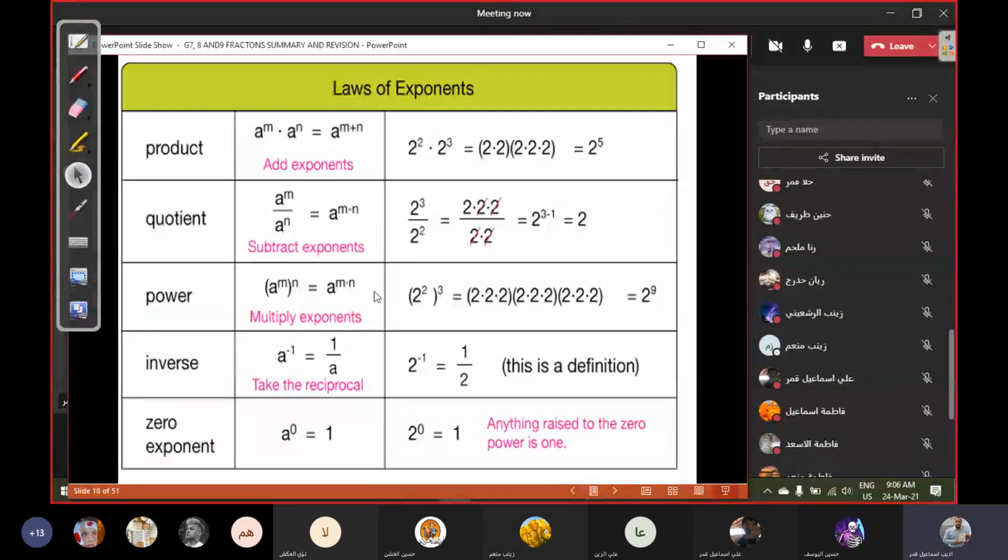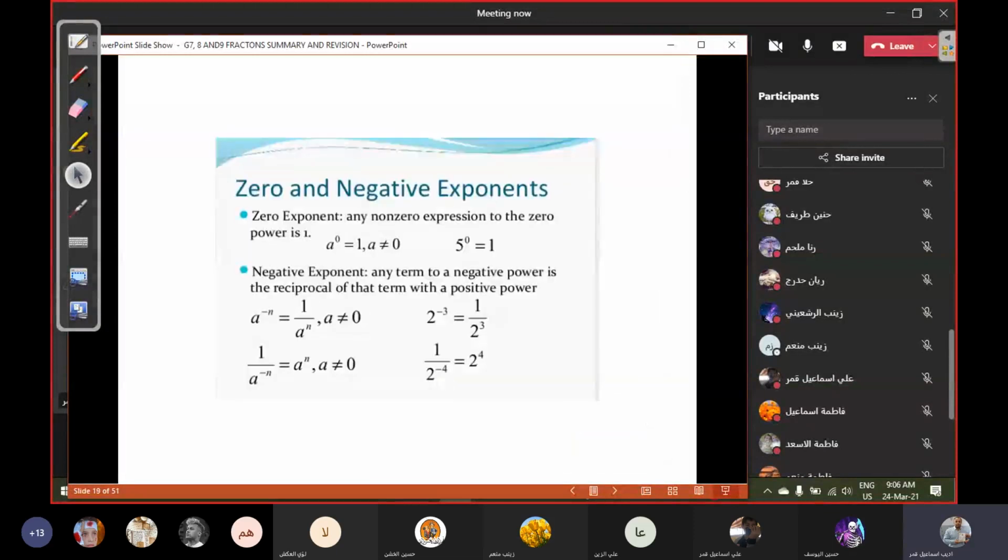Zero and negative exponent. Zero exponent: any non-zero expression to the zero power is 1. Any number raised to the power 0 is equal to 1. Negative exponent: any term to a negative power is the reciprocal of that term with a positive power. So a to the power minus n equals 1 over a to the power n, or 1 over a to the power n equals a to the power minus n, where a is different from 0. And the same here: 1 over a to the power minus n.